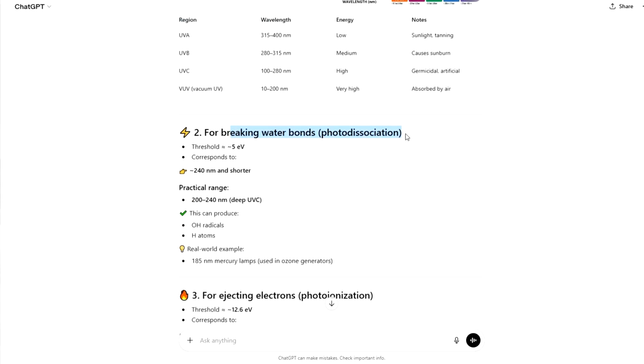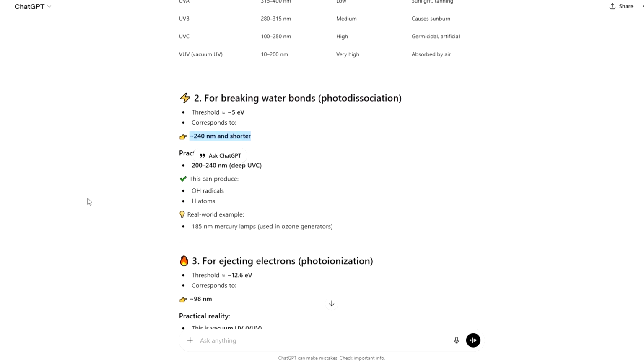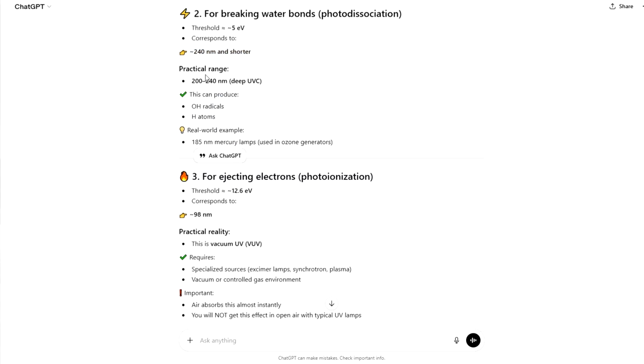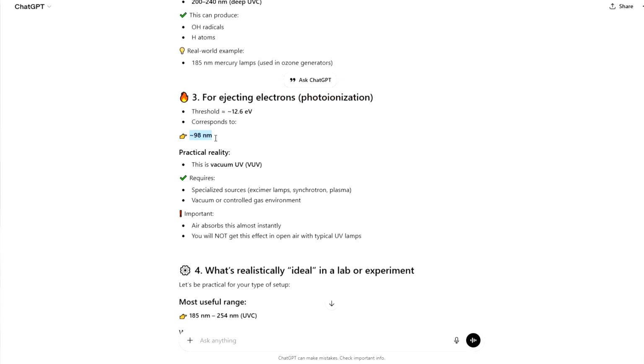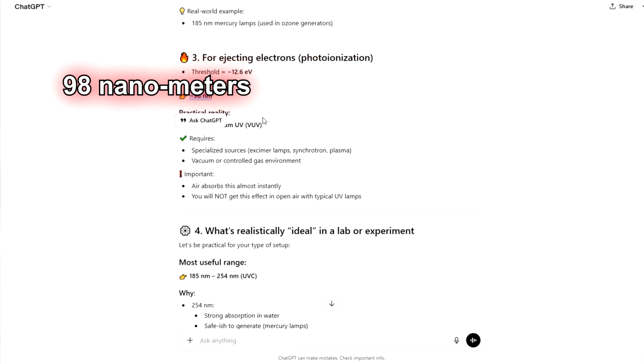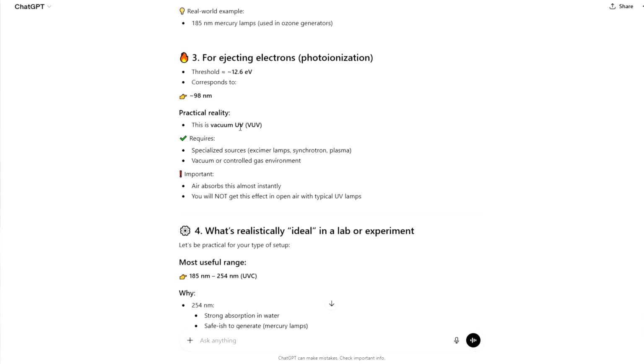So for breaking water bonds, 240 nanometers and shorter. Practical range, 200 to 240. 185 nanometer mercury lamps is what it... Give me a real world example here. But for ejecting electrons, photoionization, we want 98 nanometers. Practical reality, this is vacuum UV.